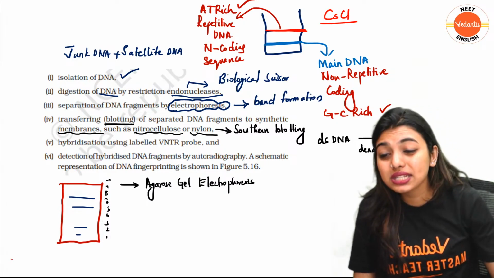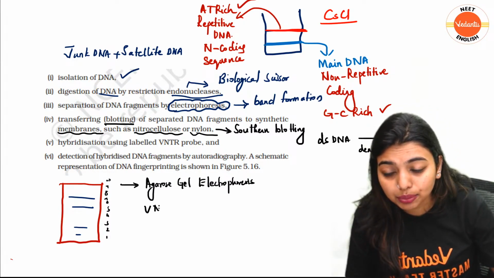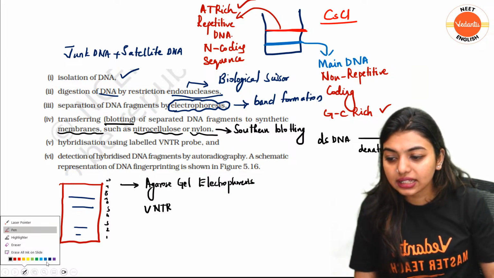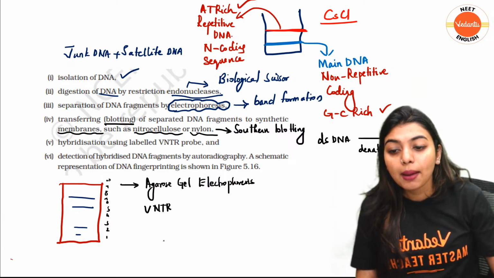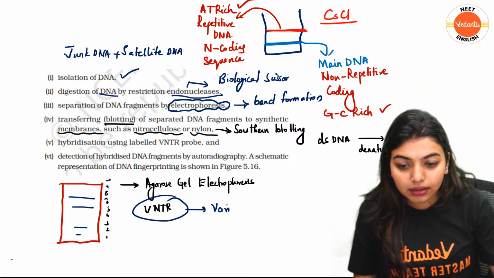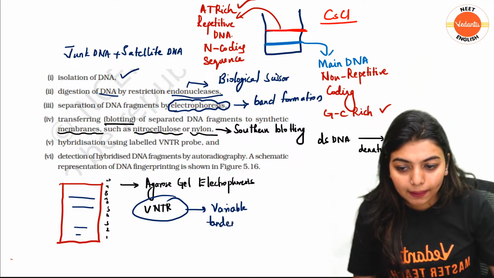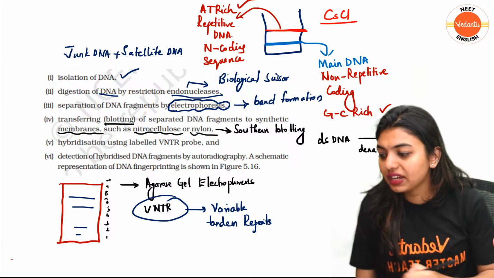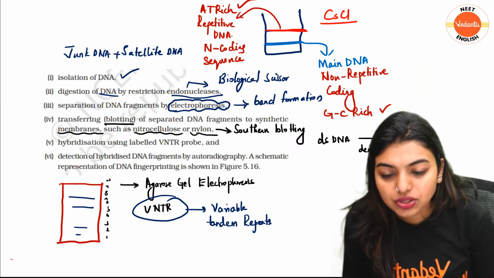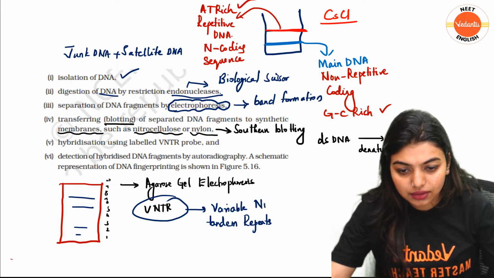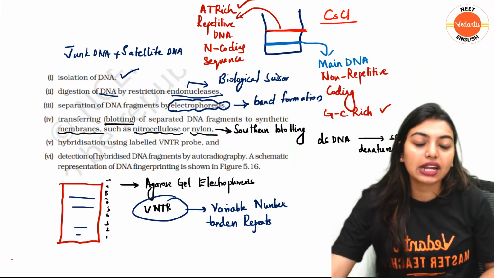After that, we are using something called a VNTR probe. Students, yes, we understood that depending on the density gradient we'll be able to understand, but what is this VNTR probe? This is actually variable number of tandem repeats. N stands for number. Variable number of tandem repeats, students.